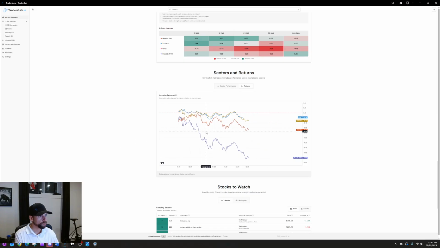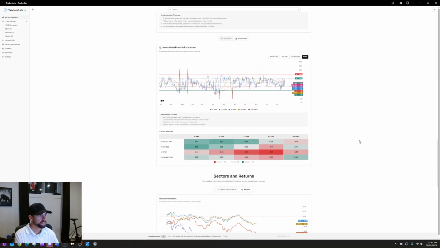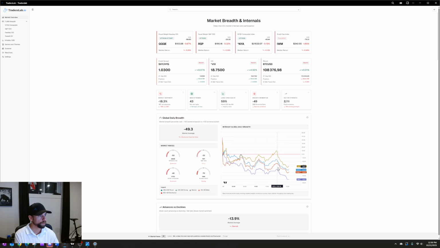You also have the returns. This is basically a line chart of the intraday returns of the different markets. It's not the GDB, it's simply the price chart. So it's different than this one right here.